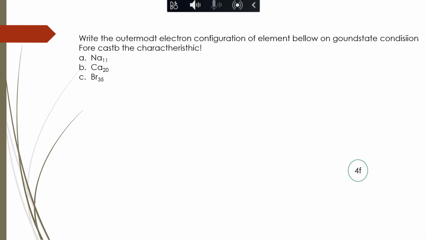Quantum number question. Here are the questions that you may find in the series of the topic development of atomic theory. Write the outermost electron configuration of the elements below in the ground state condition, and then make a forecast for the characteristics of each element. Here I have sodium with atomic number 11, calcium with atomic number 20, and bromine with atomic number 35.